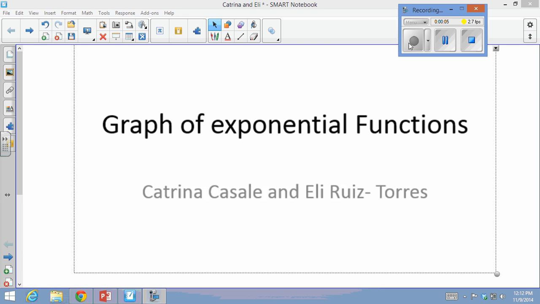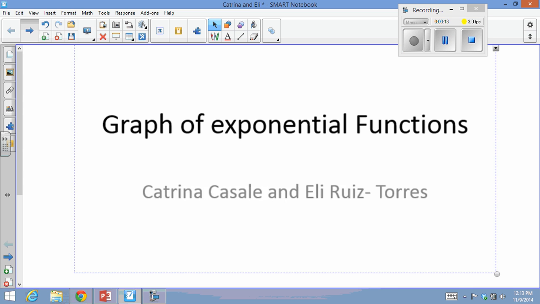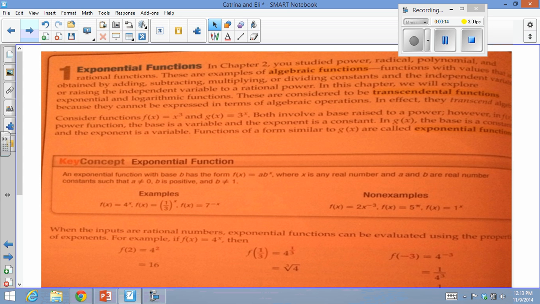Today we are going to be learning about graphing of exponential functions. Exponential functions have a form similar to g of x, in which the base is a constant and the exponent is a variable. So consider the function g of x equals 3 to the power of x, in which 3 is the constant and x is the variable.